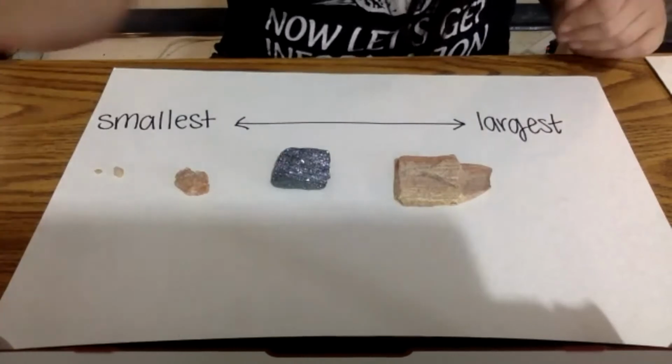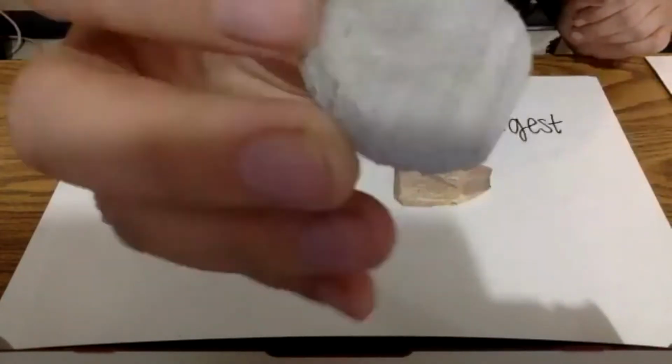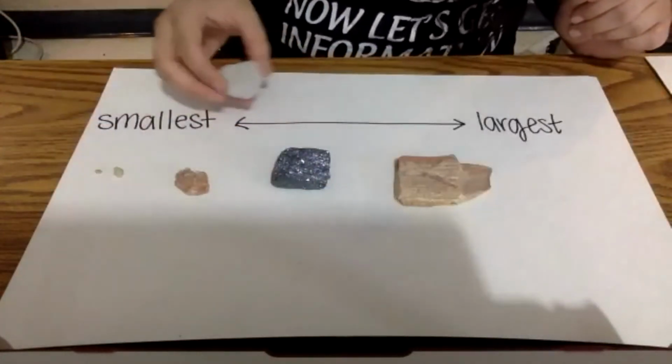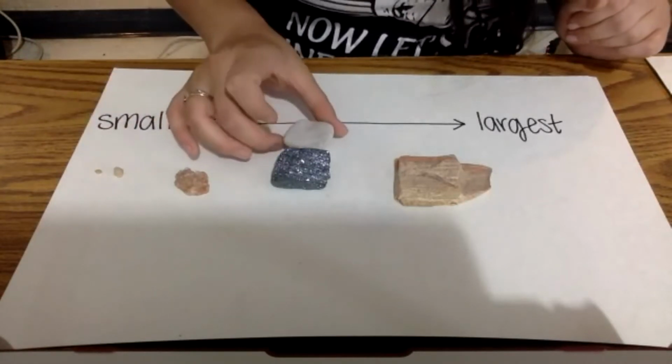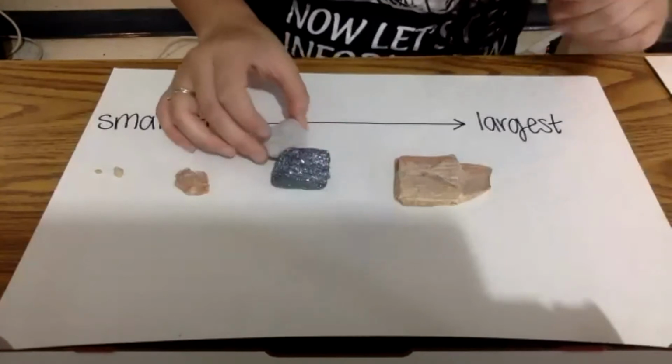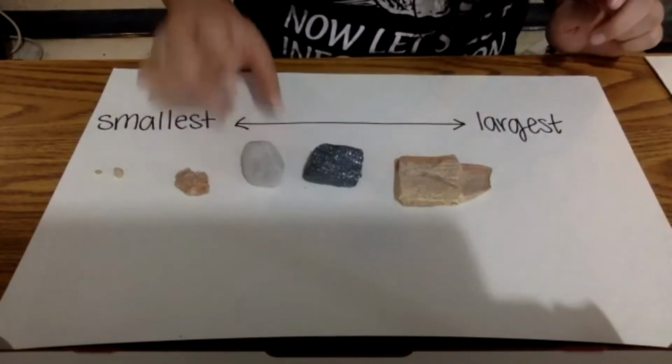Then let's see what else I have. I have this pumice stone, which is really light. And let's see, this one, well, it's bigger than that, and it's not as big as this one. So I'm gonna scoot the hematite over and make room for pumice. All right, that's where he's gonna go.